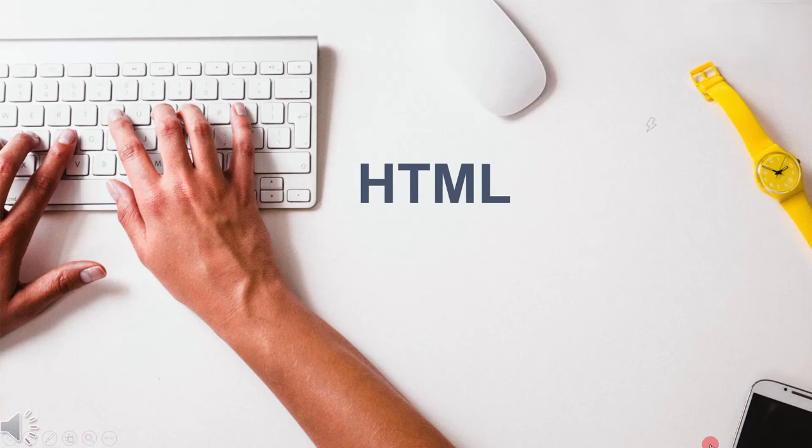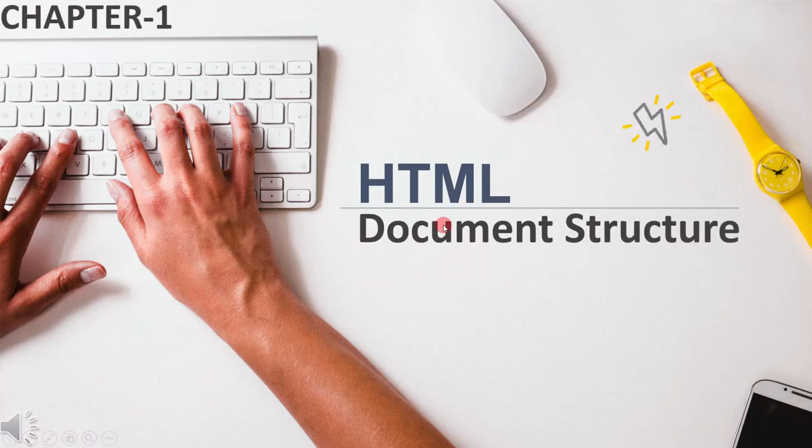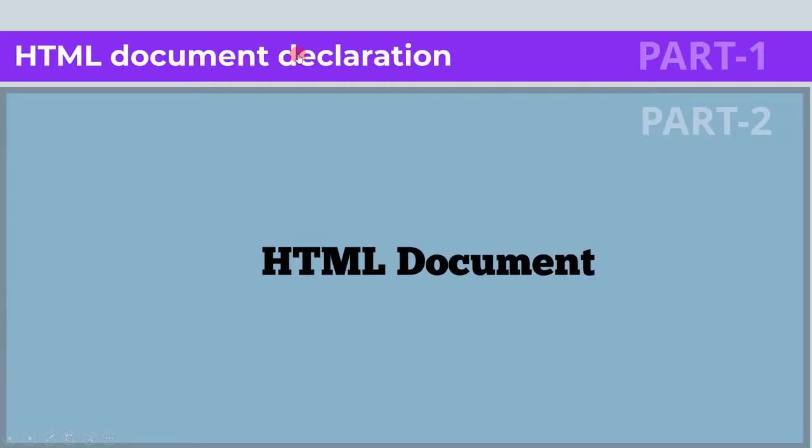In this lecture, we see the typical HTML document structure. A typical HTML structure includes two parts: the document declaration part, and then the HTML document part. The declaration part is used by the web browser to understand the version of the HTML used in the document.